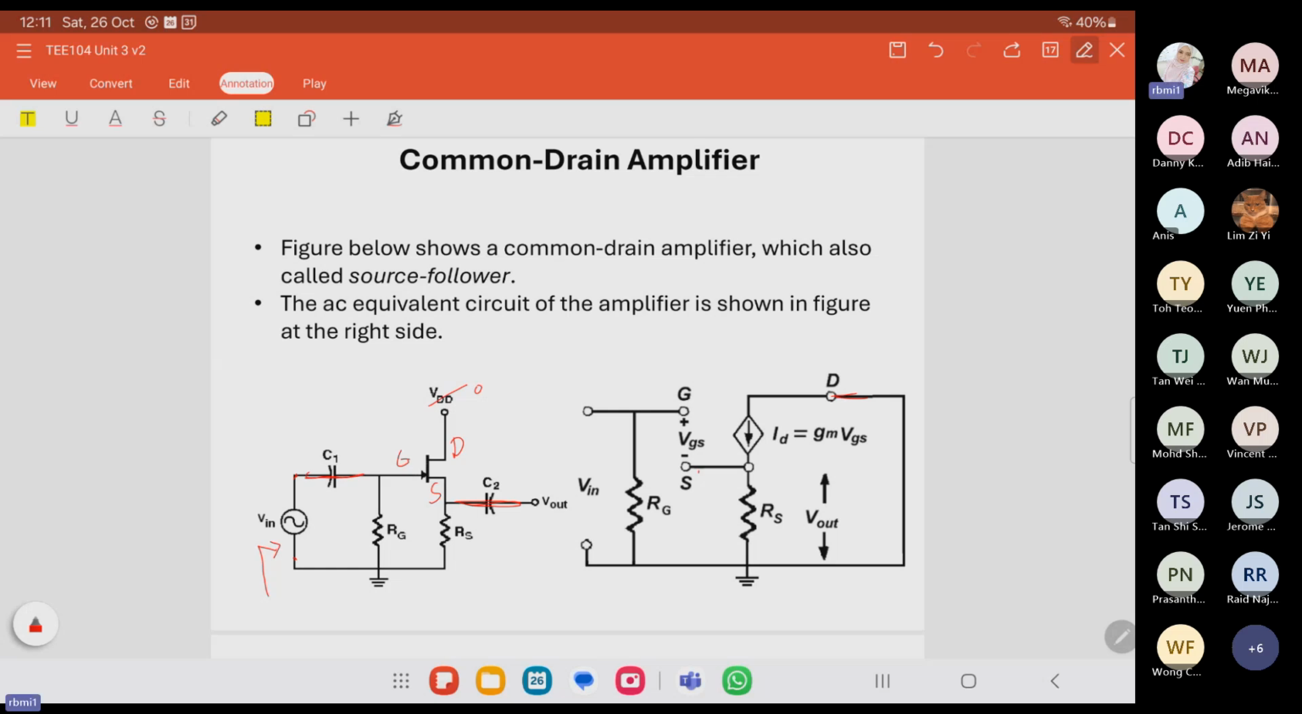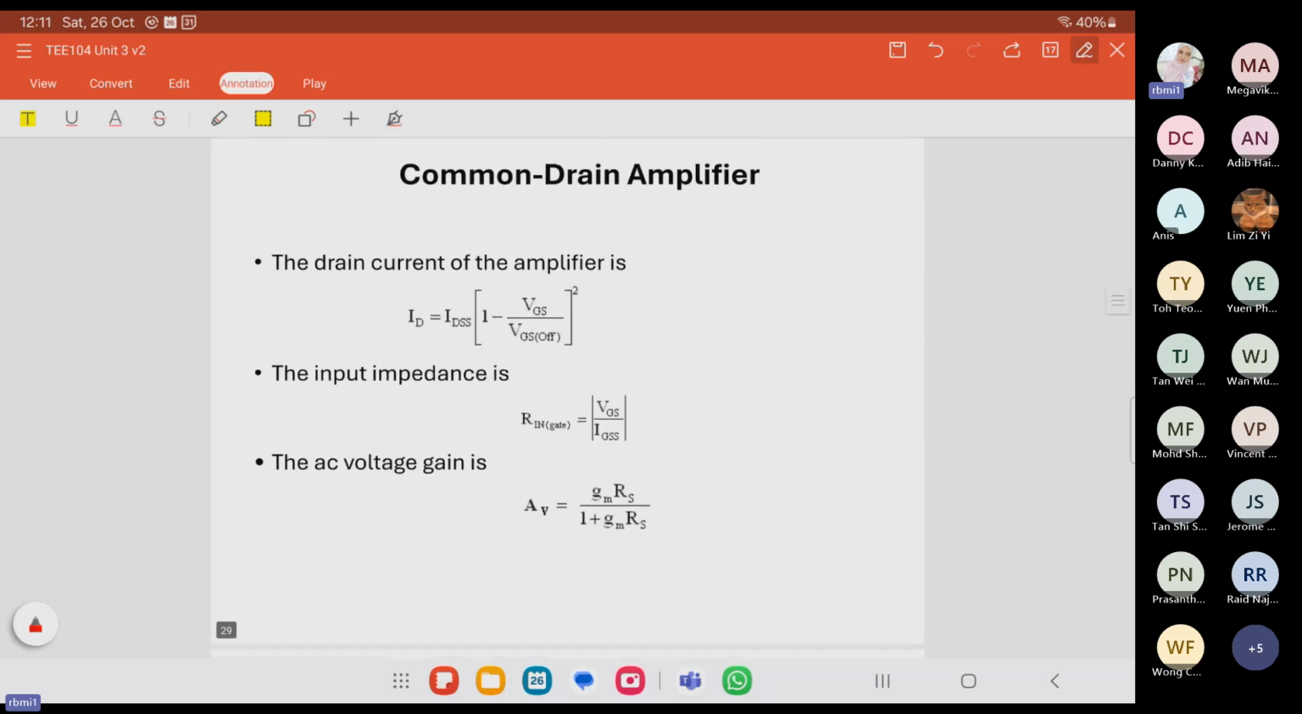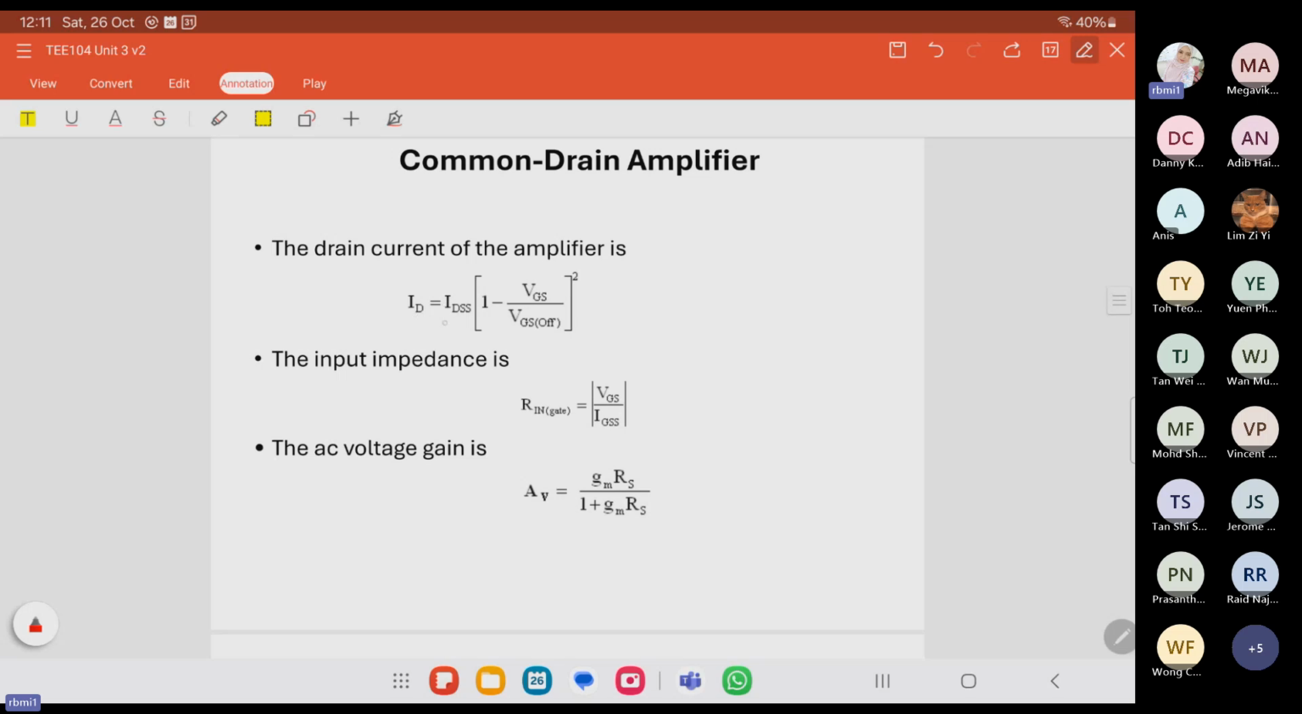The input impedance of the gate, R in, is very high, and it can be calculated from the gate reverse current IGSS value for a specific VGS. So these are the parameters for the common drain amplifier: IDSS, drain reverse current, and IGSS, gate reverse current. And this one is the voltage gain.